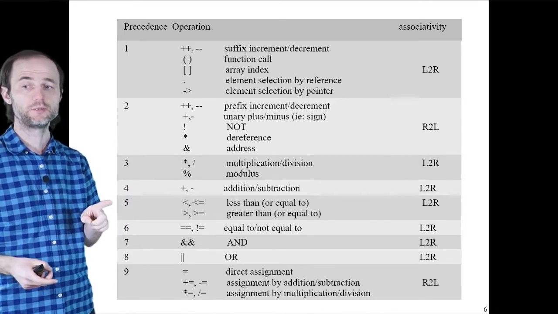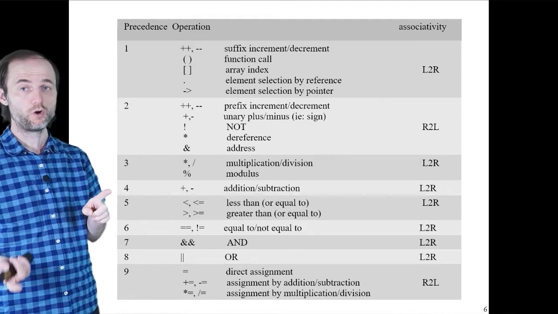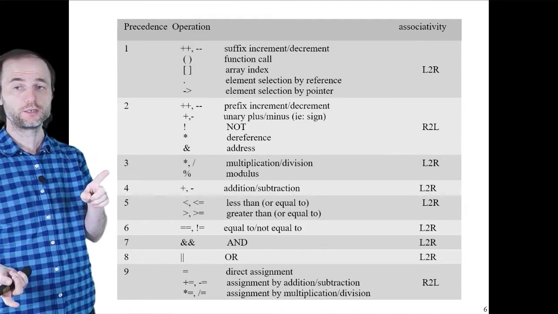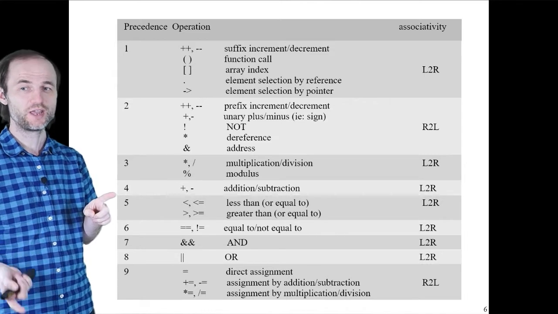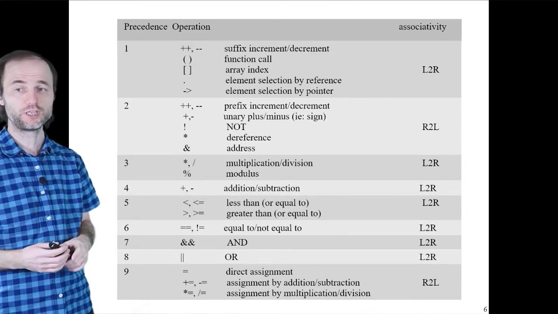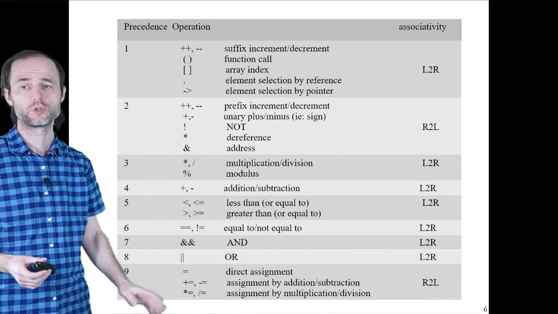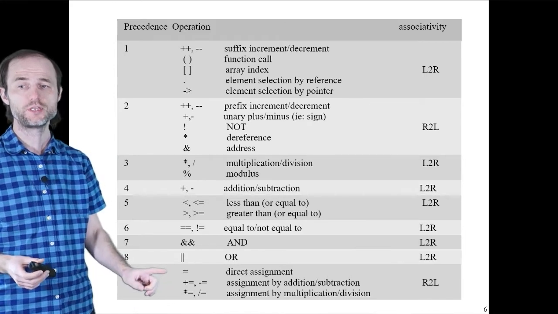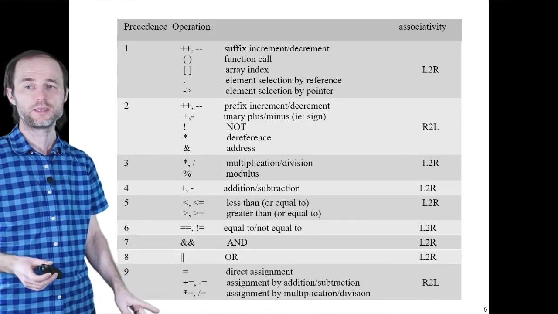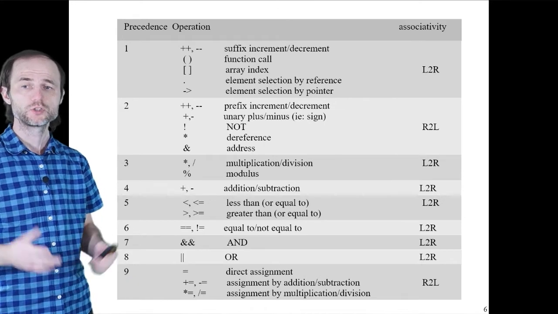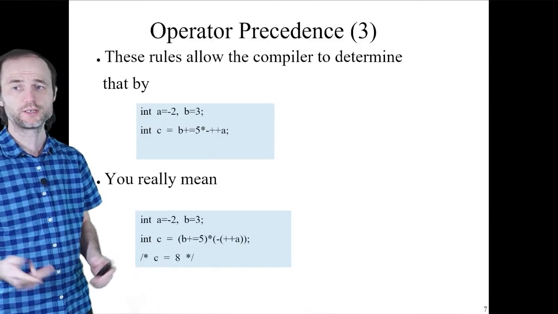As expected, the precedence level of multiplication and division is lower than that of addition and subtraction, and so on and so forth, ending up with the direct assignment. So let's take a look at how this works in practice.